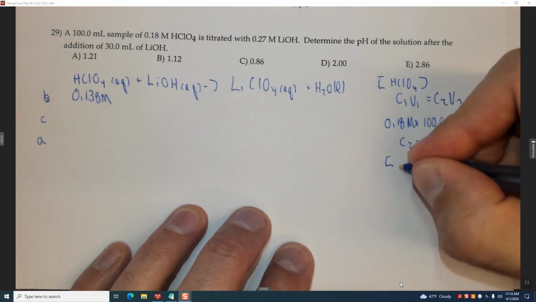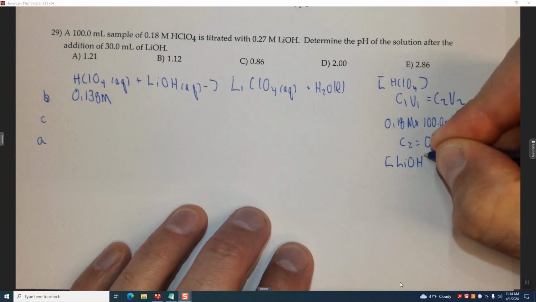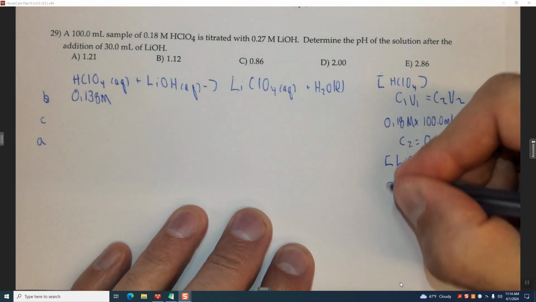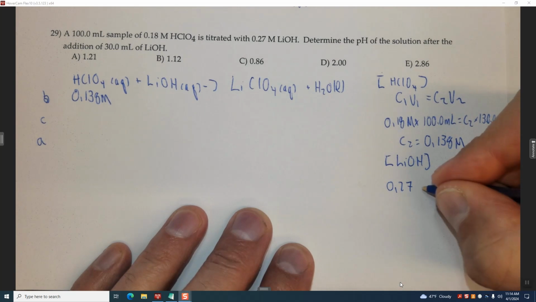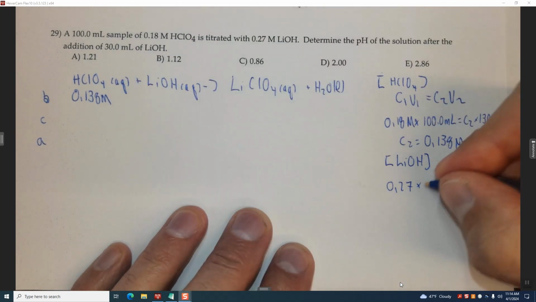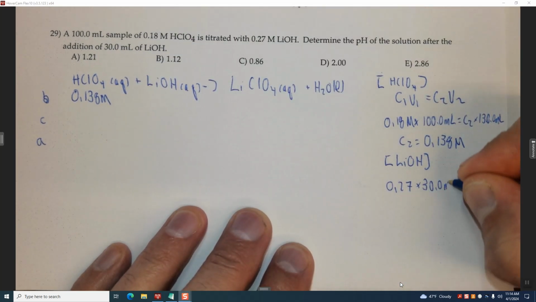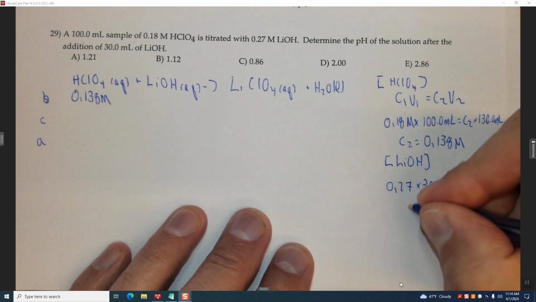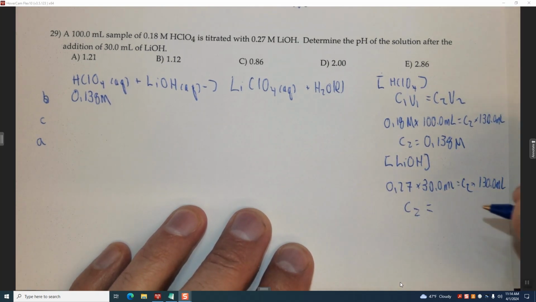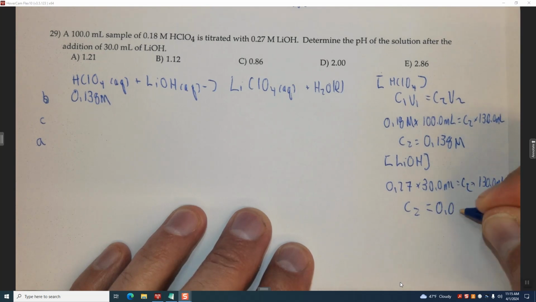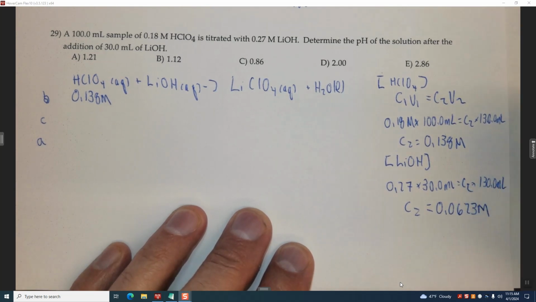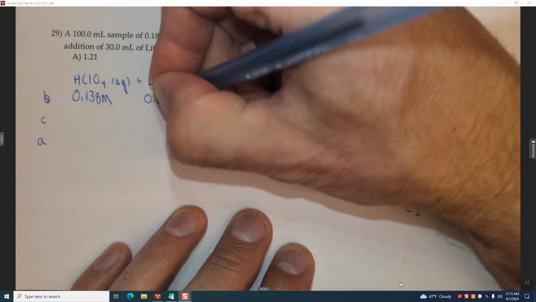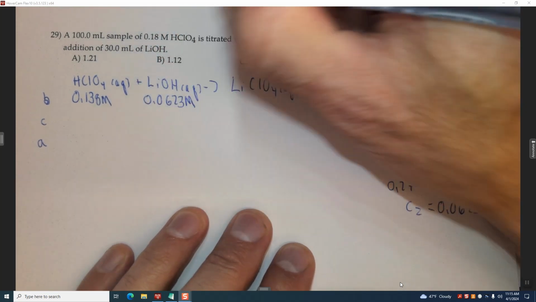The concentration of LiOH is very similar. The initial concentration is 0.27, so that's C1, times the initial volume. This one we only added 30 milliliters of. C2 is what we're again looking for, and the total volume is again 130 milliliters because it's the same solution. When you do that, you find that C2 is equal to 0.0623 molar. So we're going to have 0.0623 molar of this one.